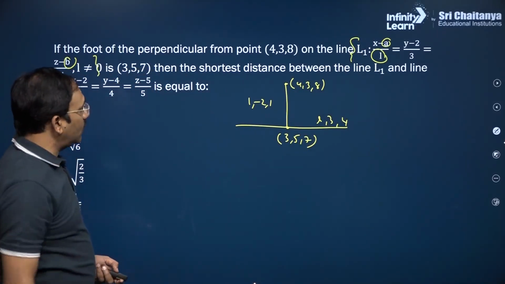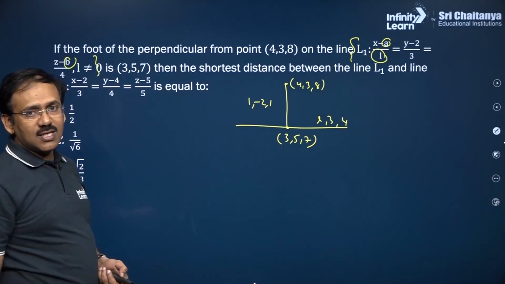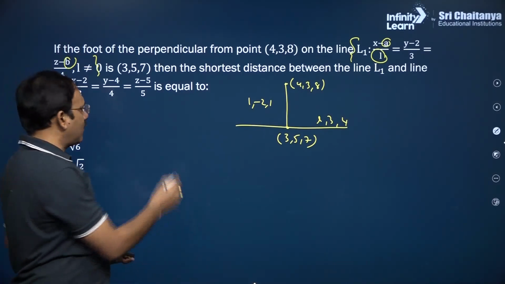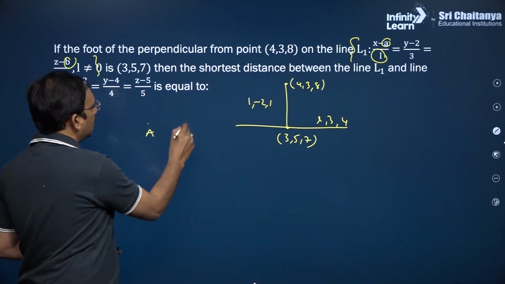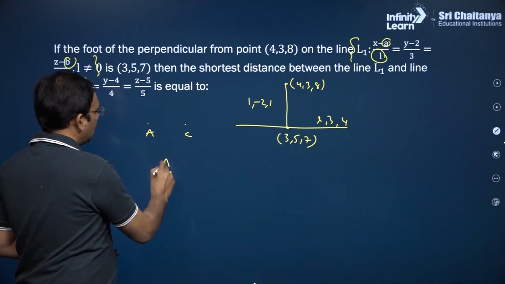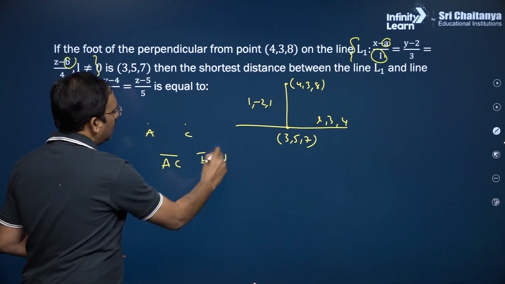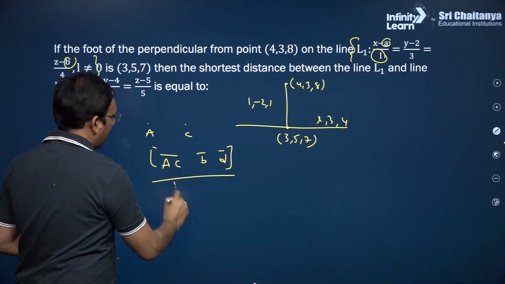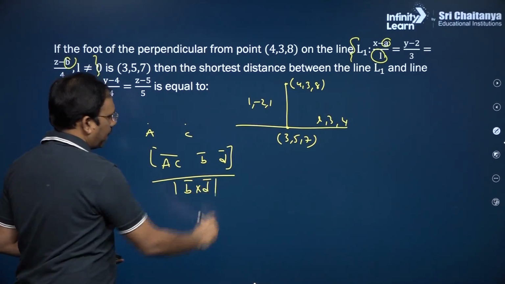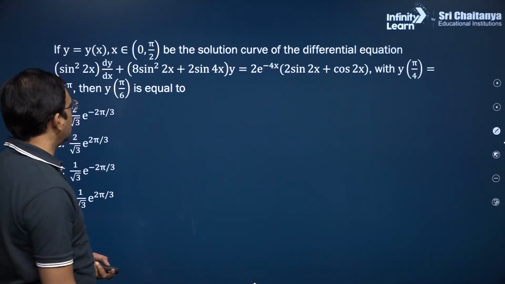Okay. Now, we need to find the shortest distance between two skew lines, which is the standard one. You know 2 points on the lines, A and C. So, the box product of AC bar, B bar, D bar, divided by magnitude of B cross D. Okay. This gives the shortest distance.